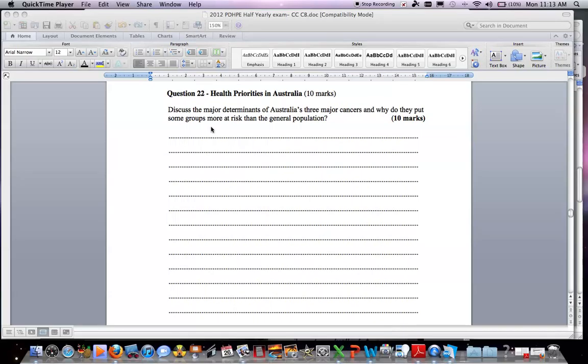Question 22 was a 10-mark question from Core 1 Health Priority Areas in Australia, and the question read: discuss the major determinants of Australia's 3 major cancers and why do they put some groups more at risk than the general population.